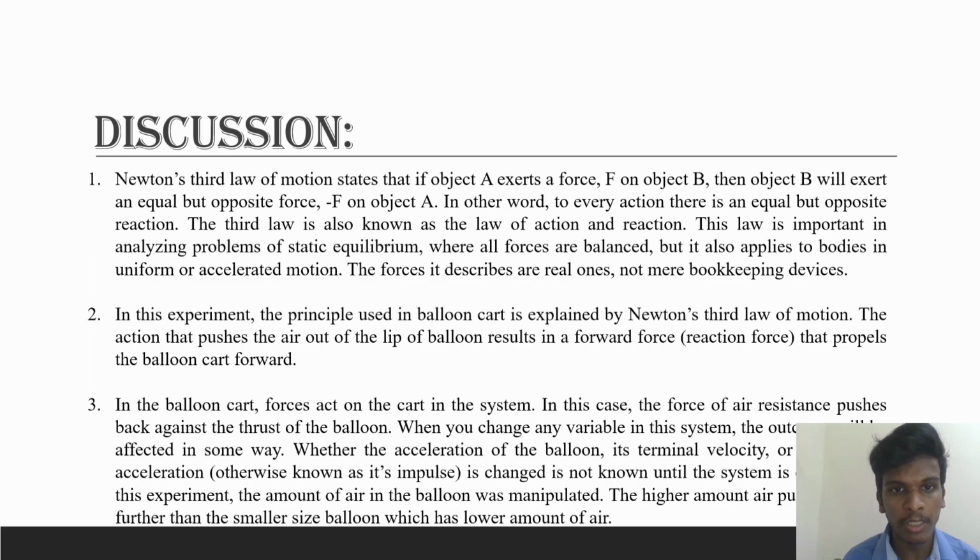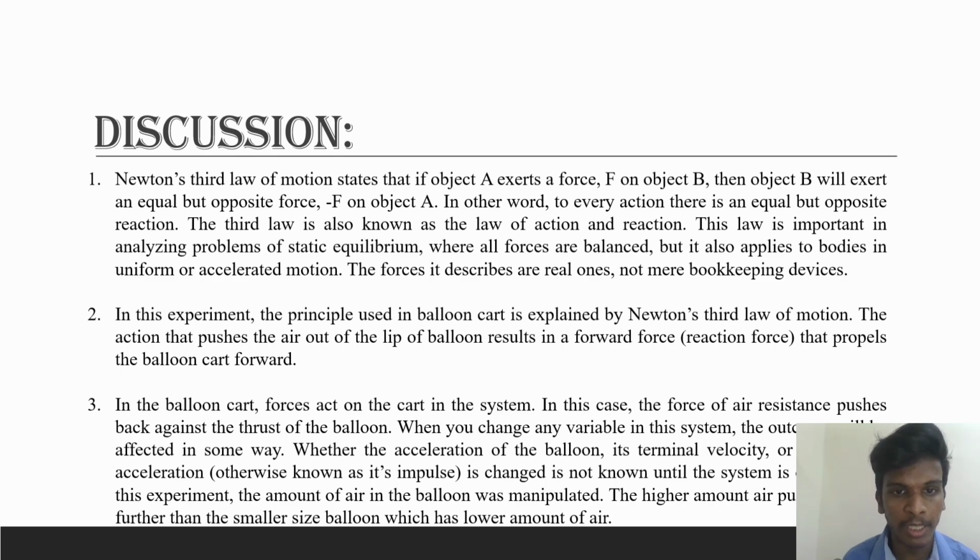Discussion. Newton's third law of motion states that if object A exerts a force on object B, then object B will exert an equal but opposite force on object A. In other words, to every action there is an equal but opposite reaction. The third law is also known as the law of action and reaction. This law is important in analyzing problems of static equilibrium, where all forces are balanced, but it also applies to bodies in uniform or accelerated motion. The forces it describes are real ones, not mere bookkeeping devices.